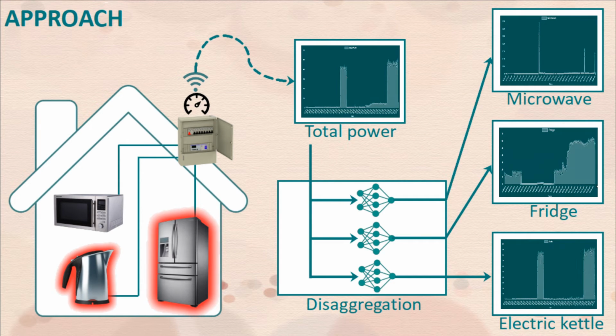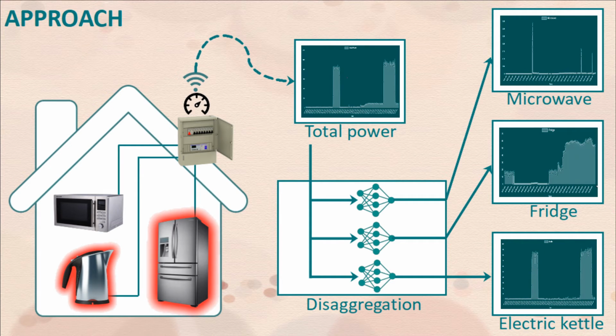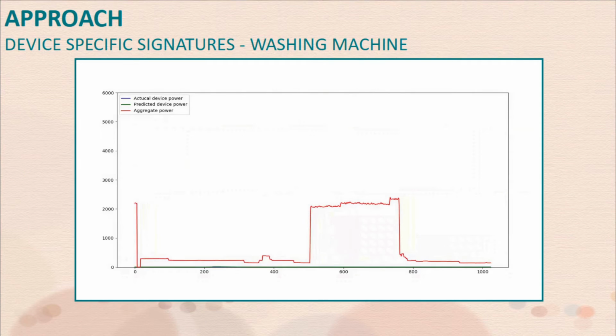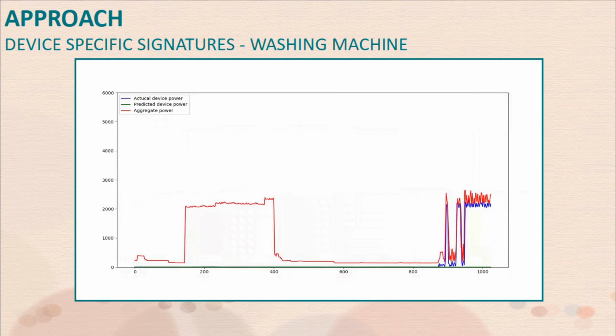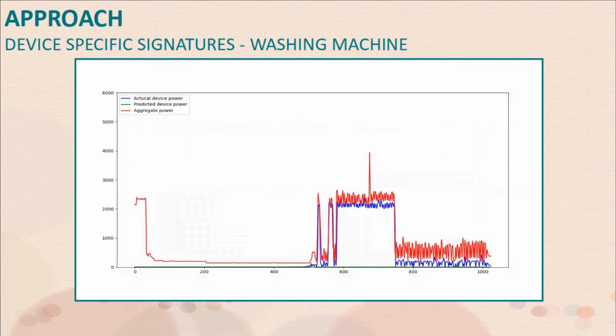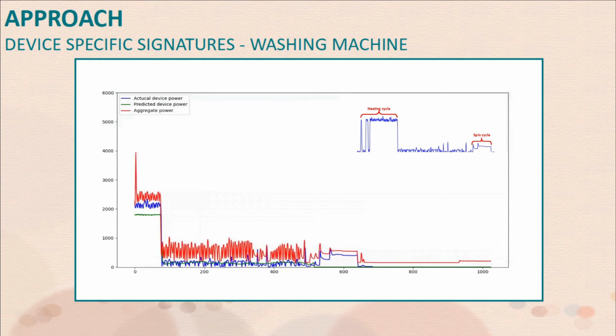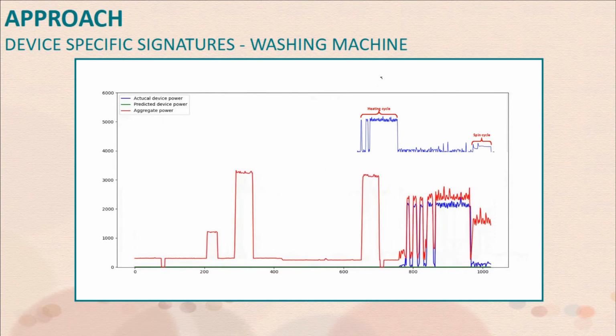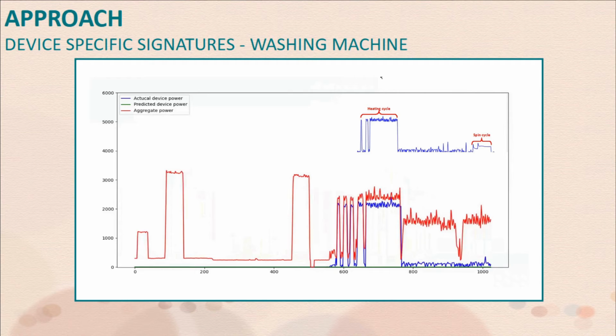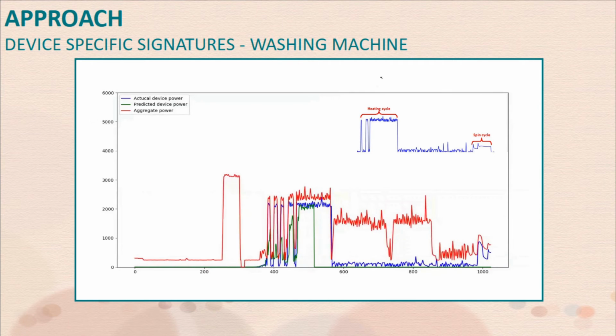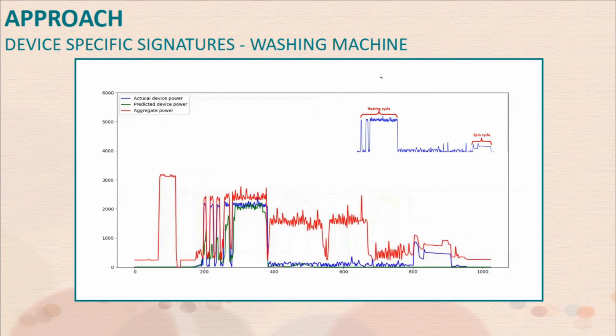For our disaggregation algorithm, we use dedicated models to extract appliance-specific signatures from the aggregate power signal. For example, here you can observe the signature of a washing machine, which consists of a heating cycle and several spin cycles. You can observe how the model accurately predicts the power consumption of the washing machine, even in the presence of other devices. Specific signatures like this are available in most electrical devices.